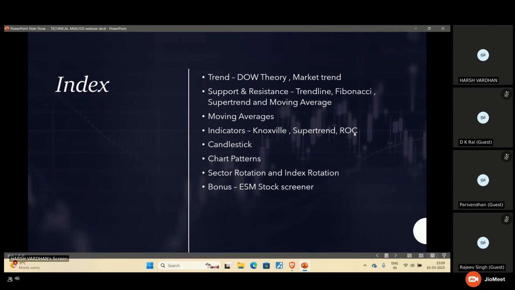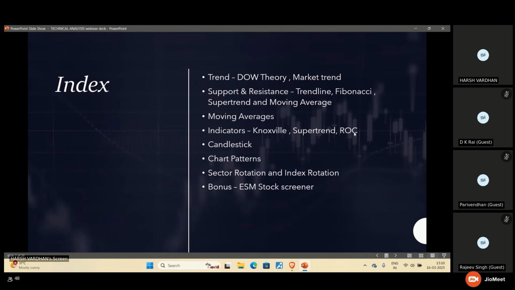Then we will touch base a little bit upon sector rotation and index rotation, and how to identify them. Then, since micro caps are hit by the ESM, I have made a customized ESM stock screener, which tells you which stock has moved by more than 15% in the last 5 days. Accordingly, you can decide that it can go to ESM2 now, and so you can plan your exit accordingly.